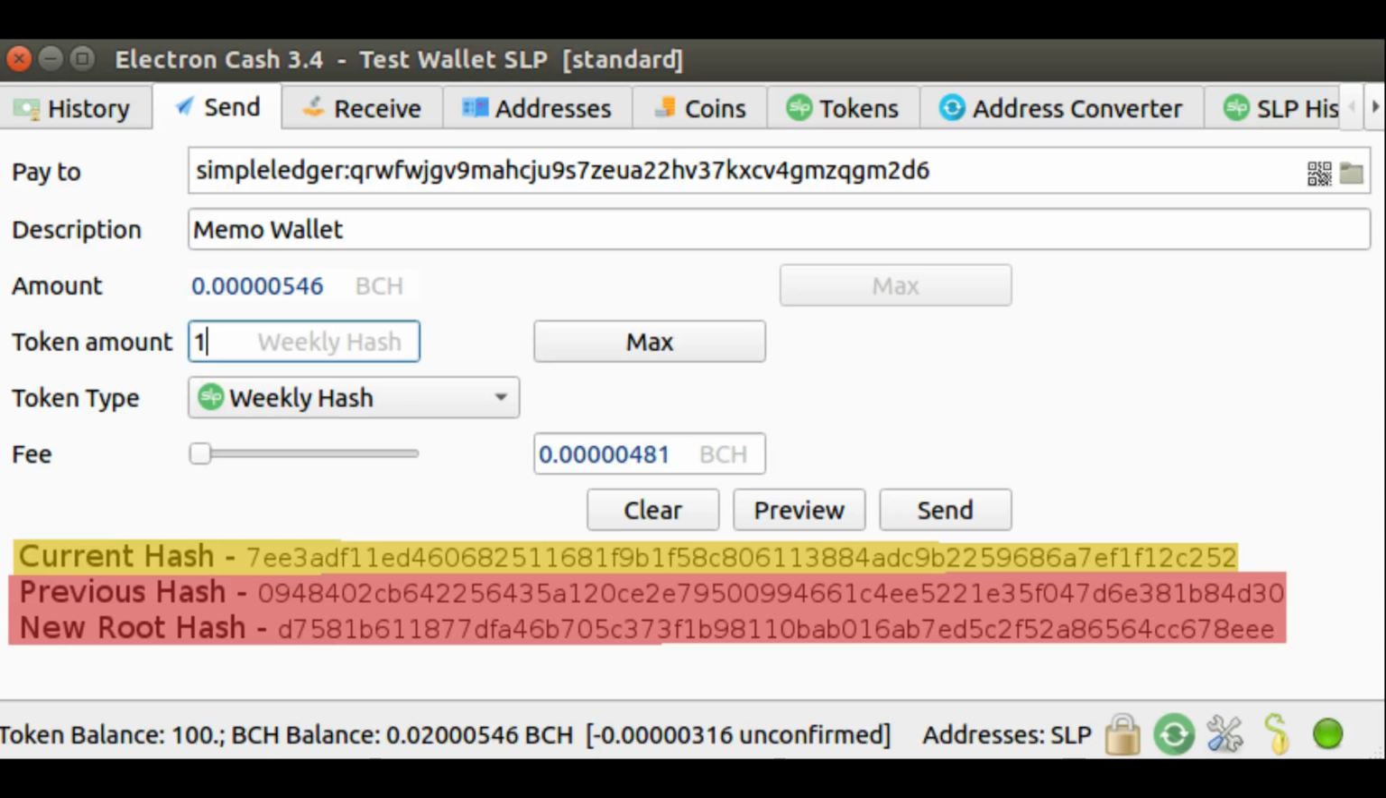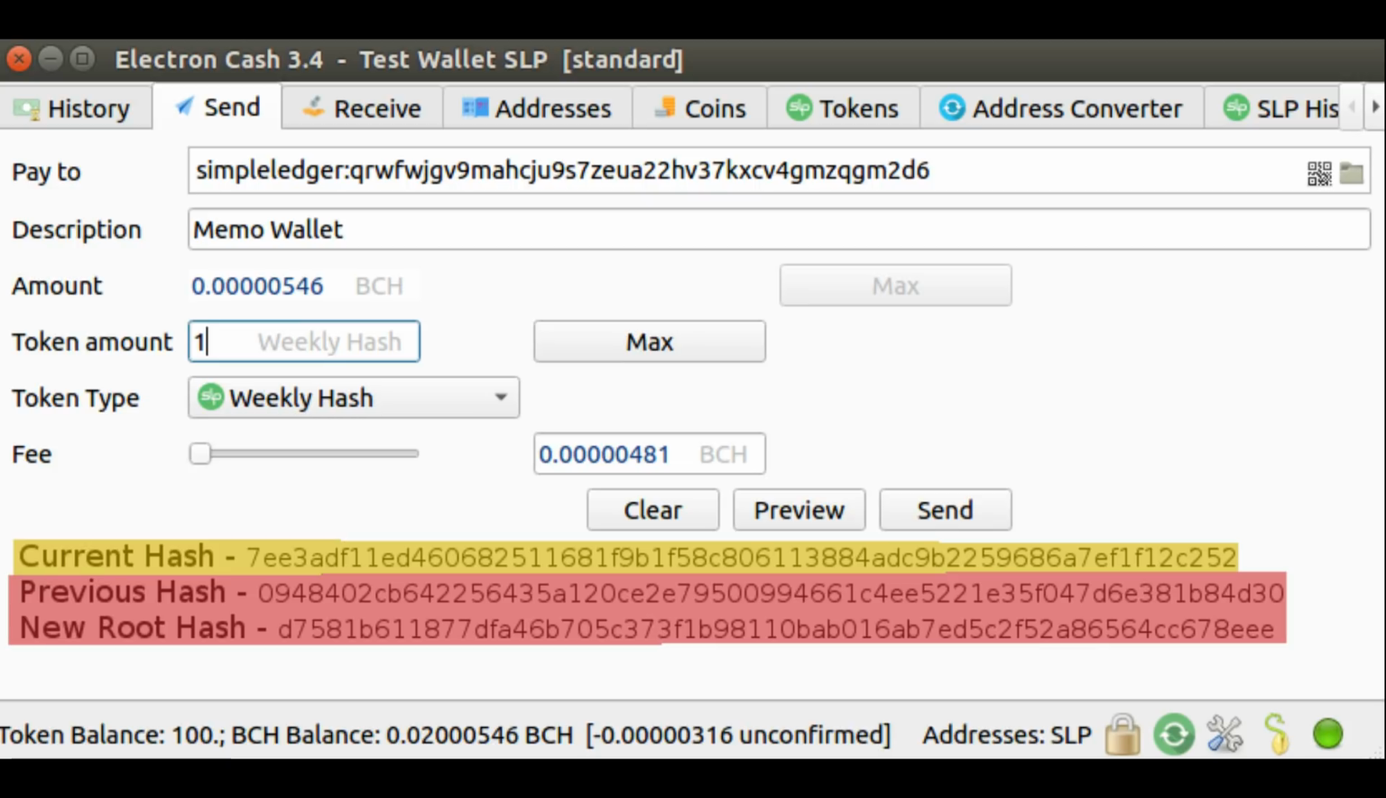And so the Memo token should already automatically link back to the previous hash. Okay, so the previous hash was 0948. That needs to be in there. That's the middle one there. What's in the gold there where it says current hash, that is the current hash of all the tweets that I have this week. So the current hash is my tweets for this week, and it starts with 7EE3, and it goes on and on. That's my current hash of tweets.